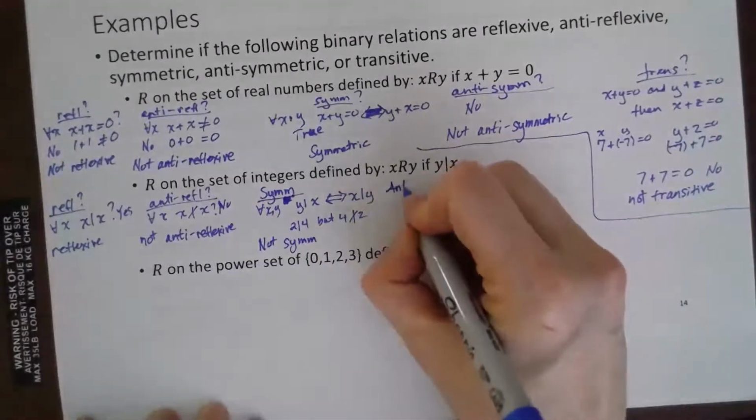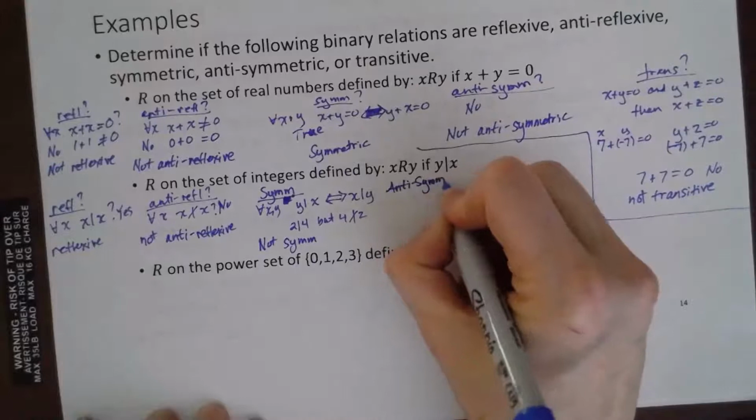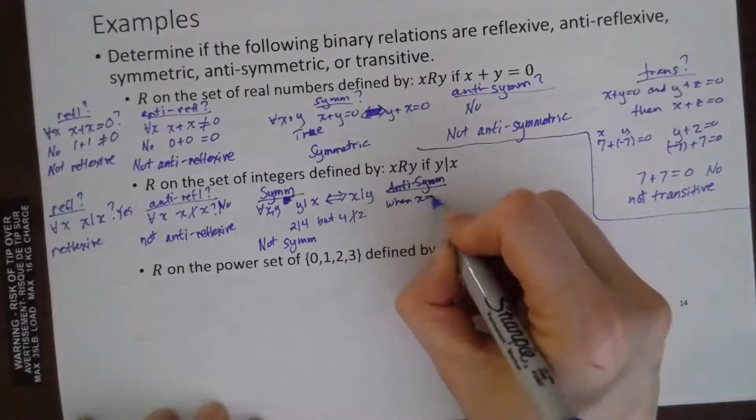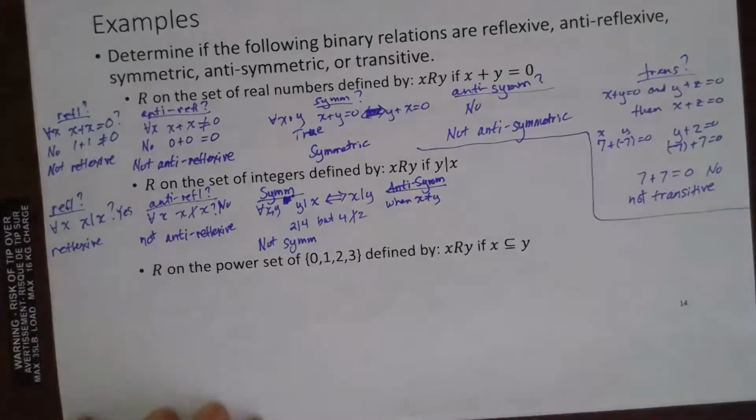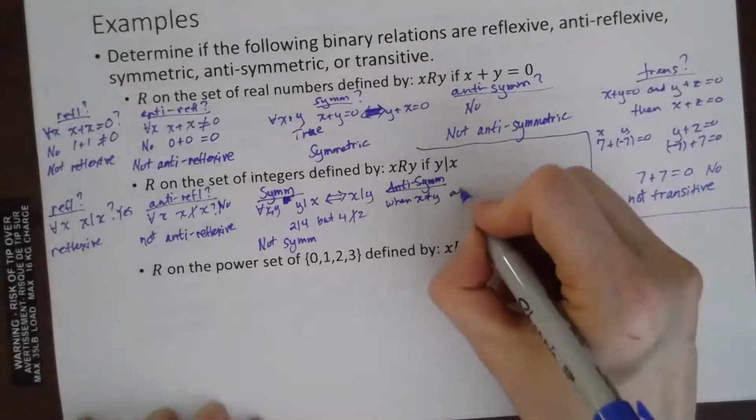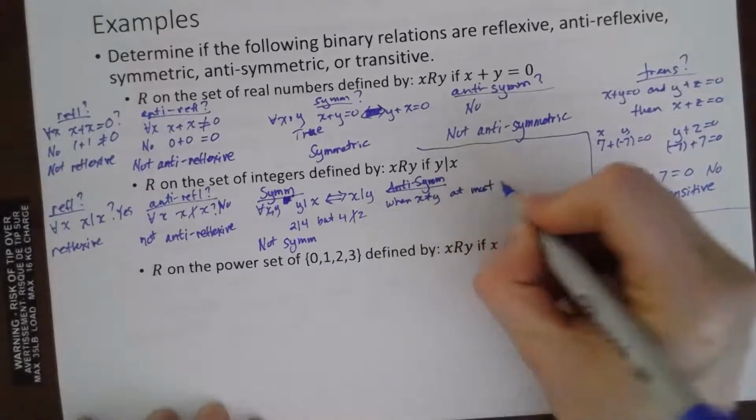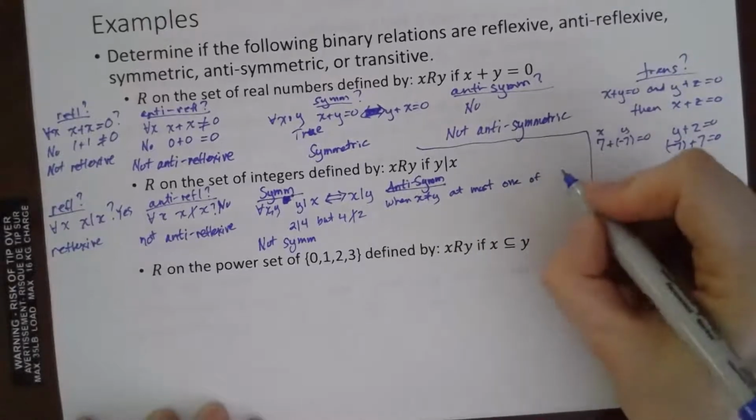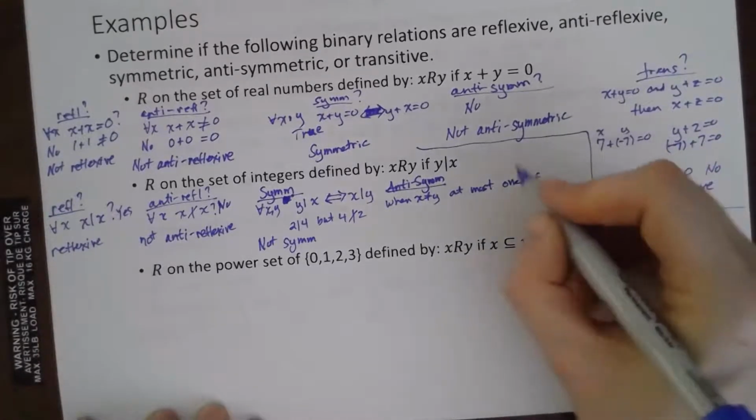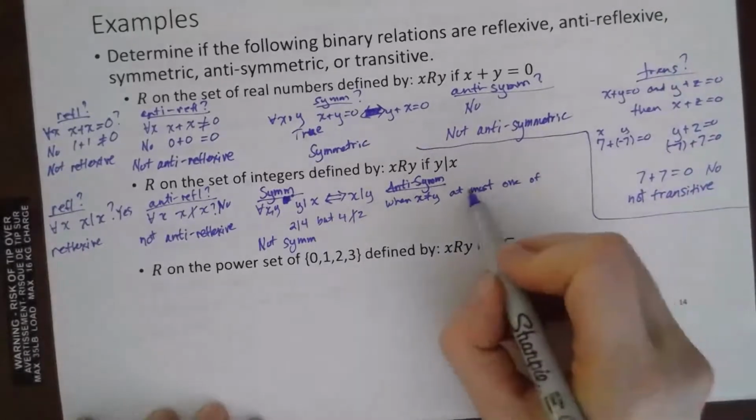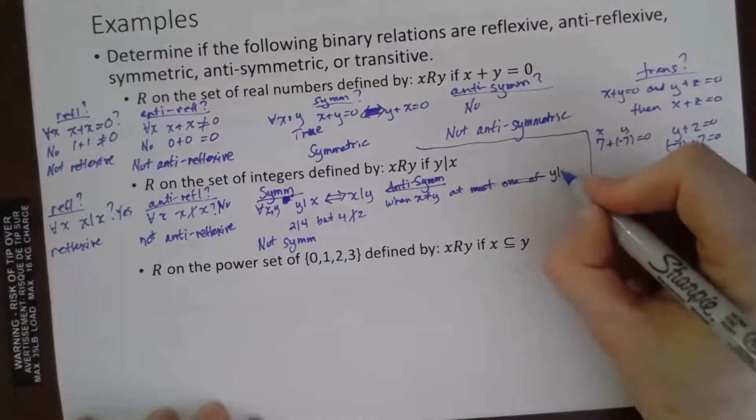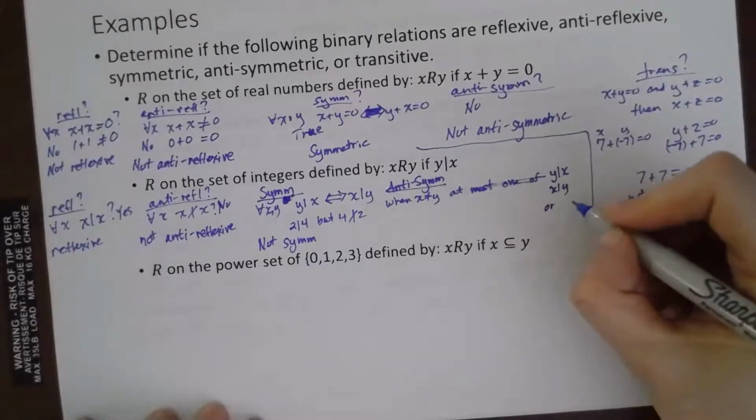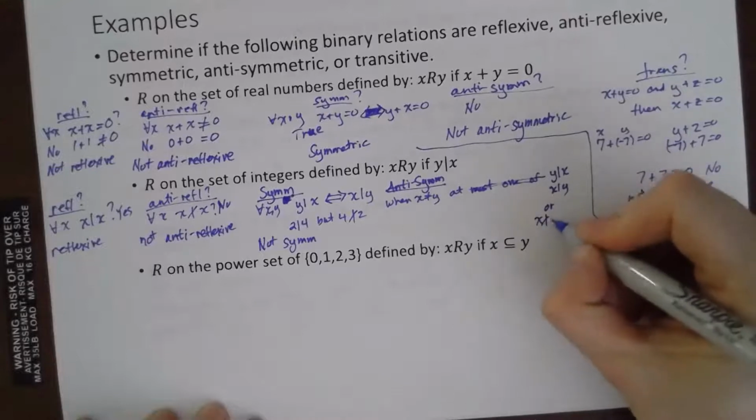And then for anti-symmetric, when x is not equal to y, do we get at most one of these? Well, I'm just going to list them out. We're either going to get y divides x, or x divides y, or they don't divide each other at all.